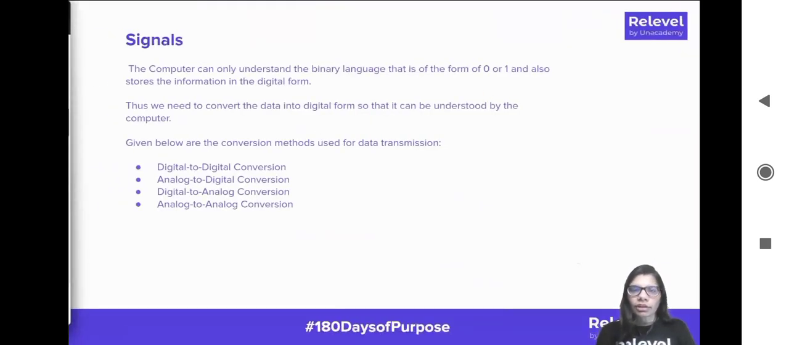Now further, your polar encoding also has 4 types. One is your polar non-return to 0 encoding, then return to 0 encoding, Manchester encoding, and differential Manchester encoding, right?